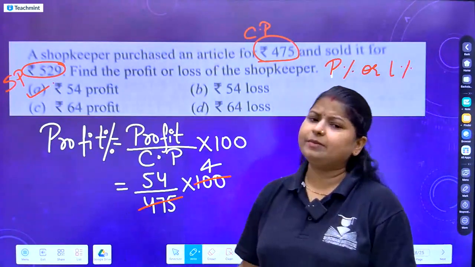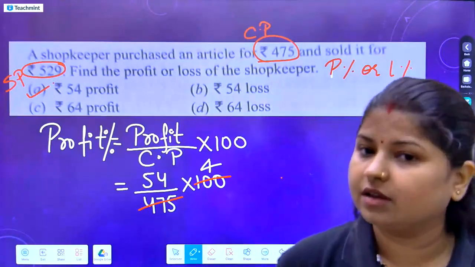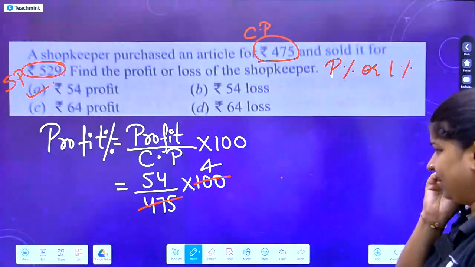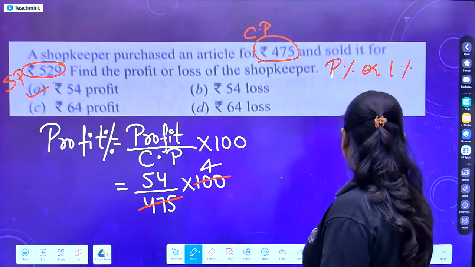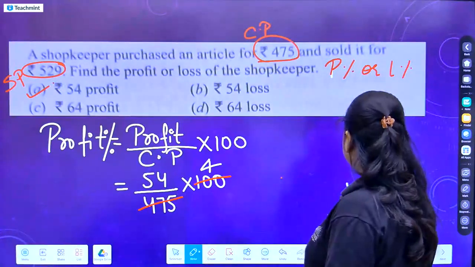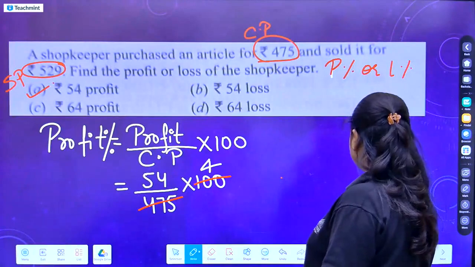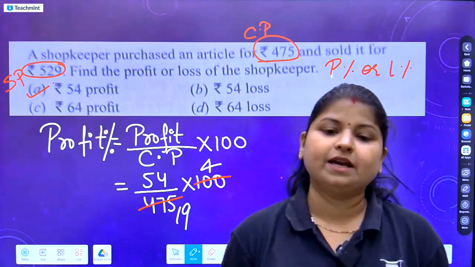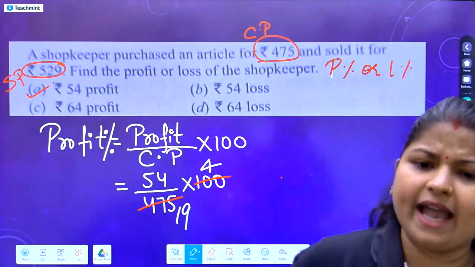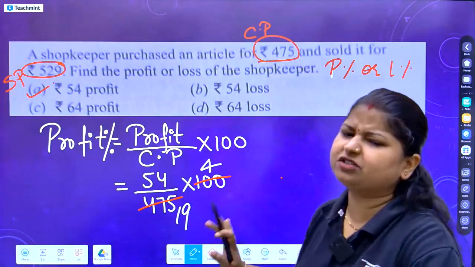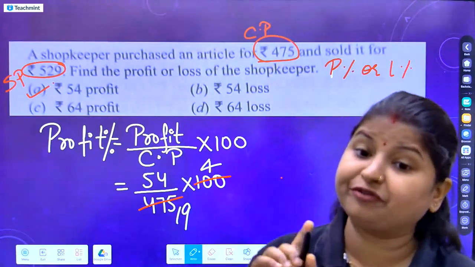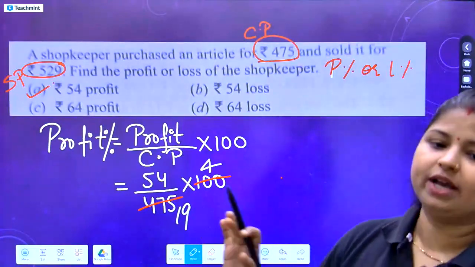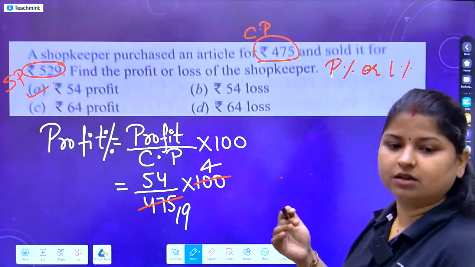And tell me, 475, and 17? I think it's 19 as far as I know. It's 19, beta, it's not 17. Please do recheck. 19, ma'am, 19. It's 19. And 54 is not divisible by 19 because 19 threes are 57. So 54 is not divisible by 19.